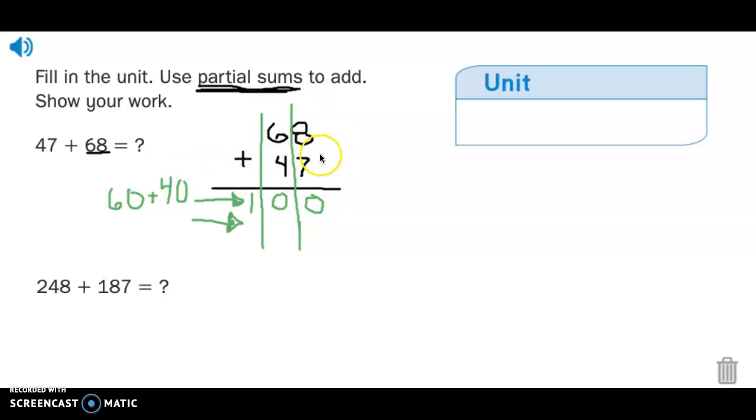And what's left is our ones place. What do we have in the ones place? Well, we have an 8 plus 7. So on this side, I'm going to go 8 plus 7. And what is 8 plus 7? Well, I know 7 plus 7 is 14. And now I'm adding one more. So 14 plus 1 is 15. Put the 1 in the tens place. Put the 5 in the ones place.